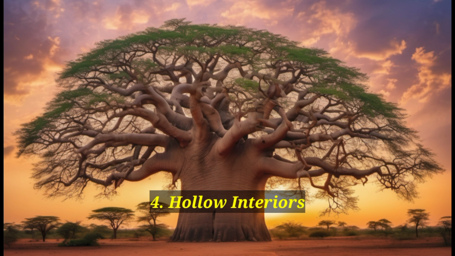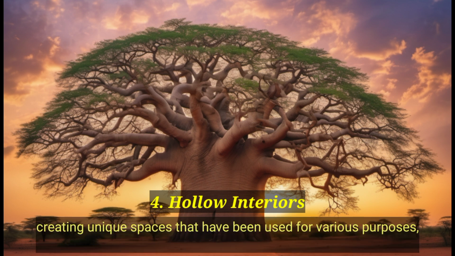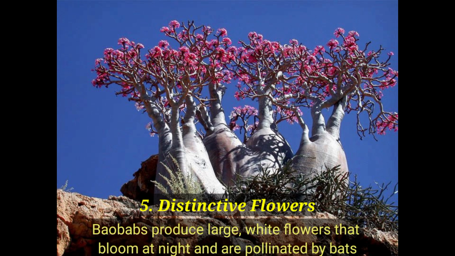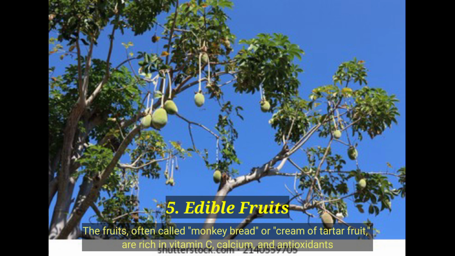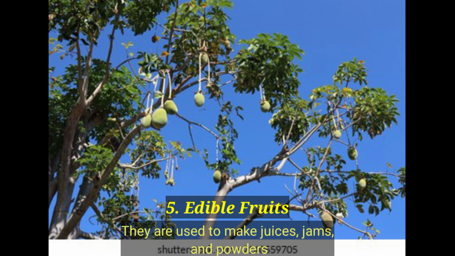Hollow interiors. As they age, the centers of many baobabs become hollow, creating unique spaces that have been used for various purposes, including shelters and even prisons. Distinctive flowers. Baobabs produce large, white flowers that bloom at night and are pollinated by bats. Edible fruits. The fruits, often called monkey bread or cream of tartar fruit, are rich in vitamin C, calcium, and antioxidants. They are used to make juices, jams, and powders.